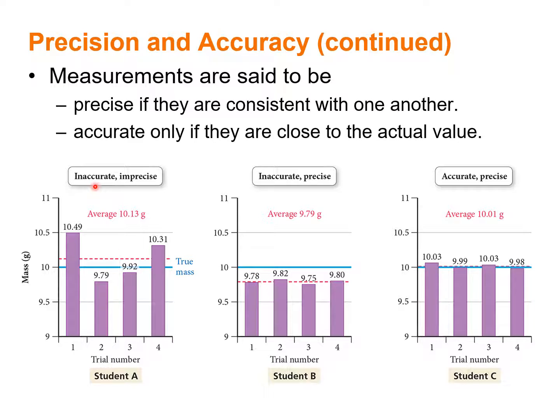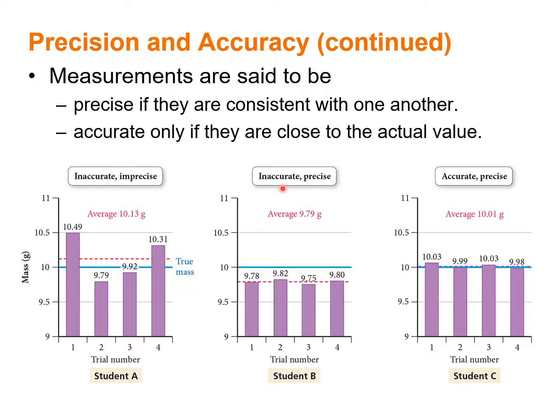Okay, so this is inaccurate and imprecise. It's inaccurate because the average comes out up here, and the average comes out here in the red, the pink dotted line, and here's your true value. It's imprecise because you got numbers all over the place. It's like throwing darts, and the darts are showing up all over the board, and the average is not close to the actual number. So this is both inaccurate and imprecise.